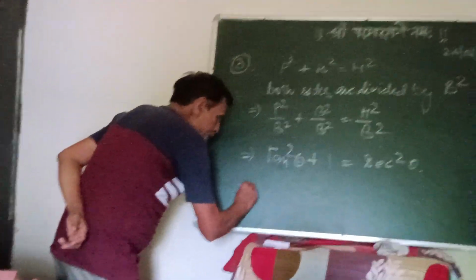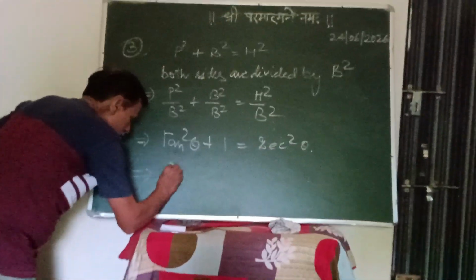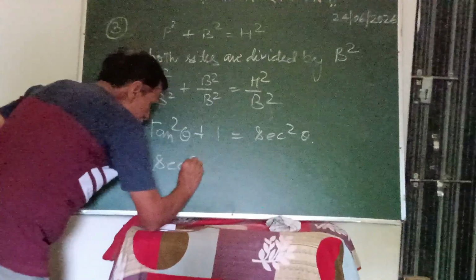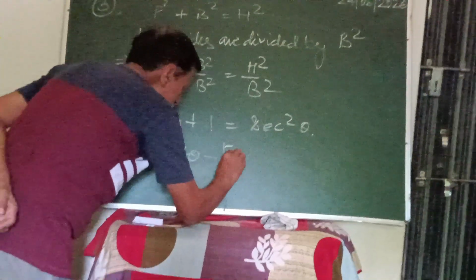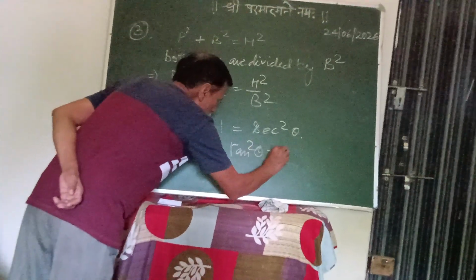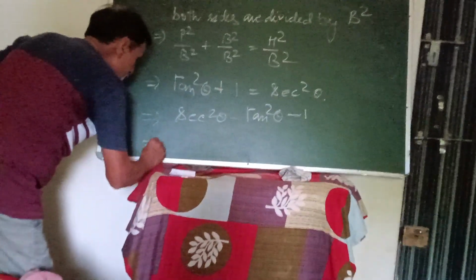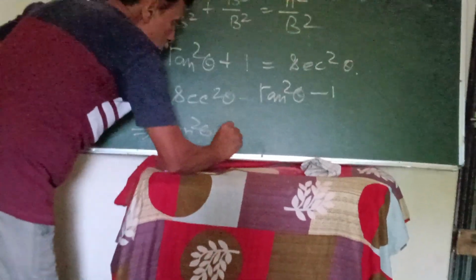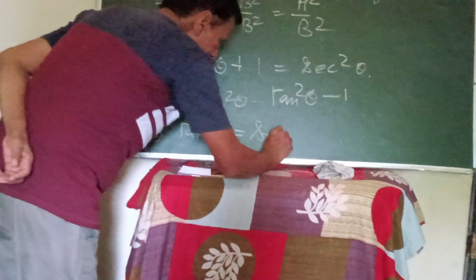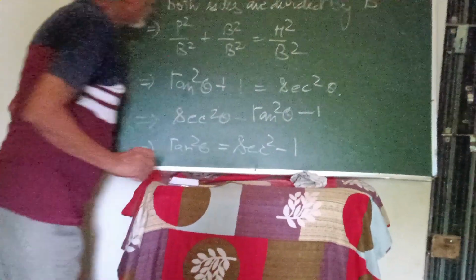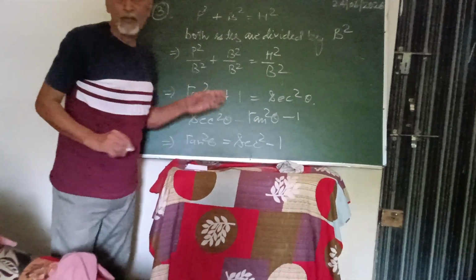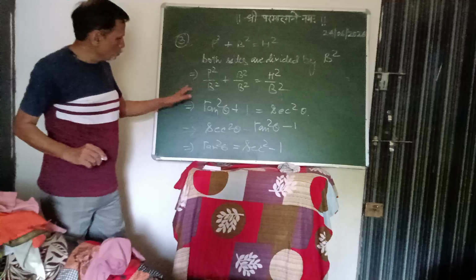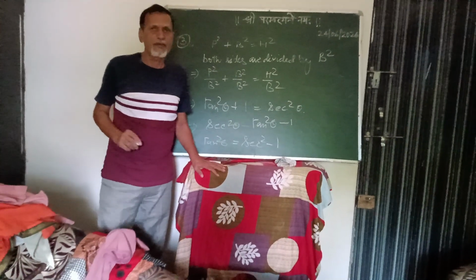Now we can write it: sec square theta minus tan square theta is equal to 1, and also tan square theta is equal to sec square theta minus 1. These are the three formulas used to solve the identities.